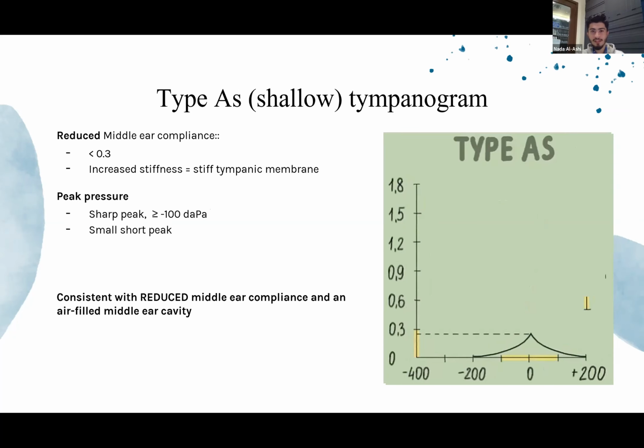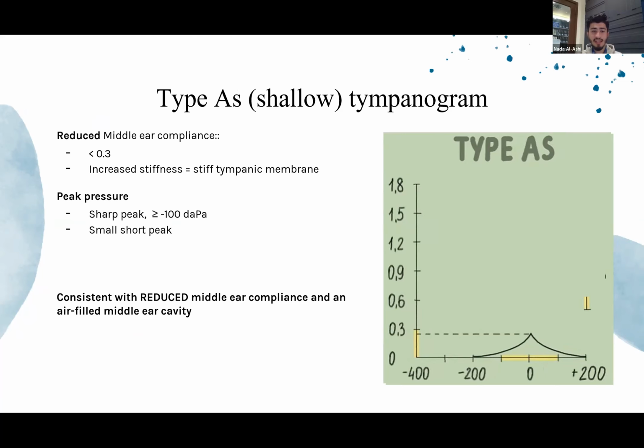So a type AS or a shallow tympanogram, this is where we have reduced middle ear compliance. So middle ear compliance reading of less than 0.3. And this tells us that there is increased stiffness, or we have a very stiff tympanic membrane that is vibrating or moving a lot less than what we see in a type A.